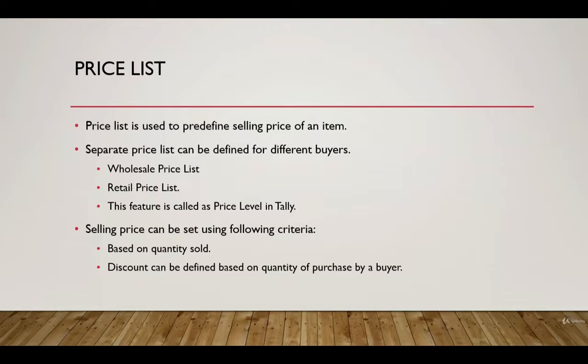list which would be applicable to wholesale buyers and a separate price list which would be applicable to retailers. In the price list, we can define the selling price of an item based on the quantity of item that the buyer purchases. So depending upon the quantity, the selling price of the item would be varying. So let's find out how we set up price list in Tally.